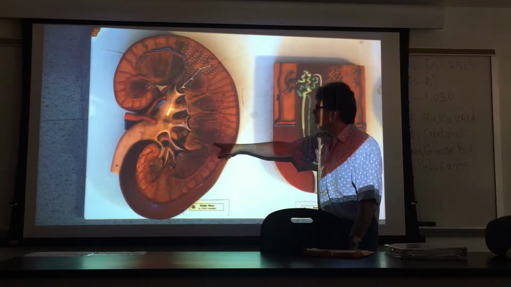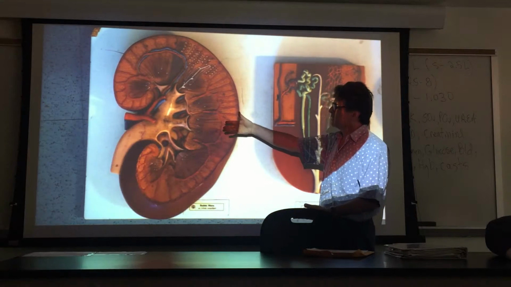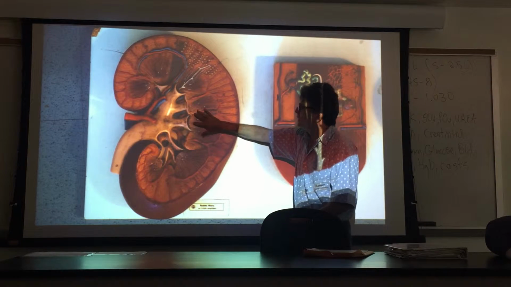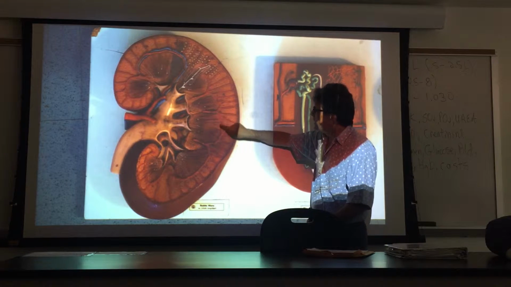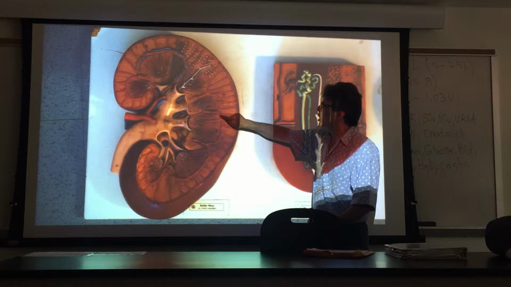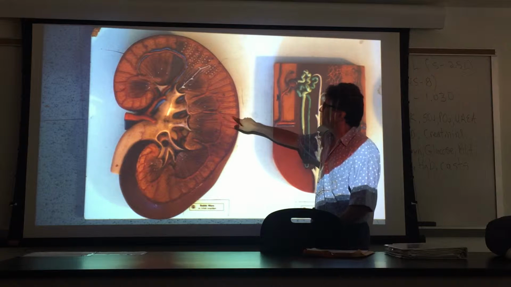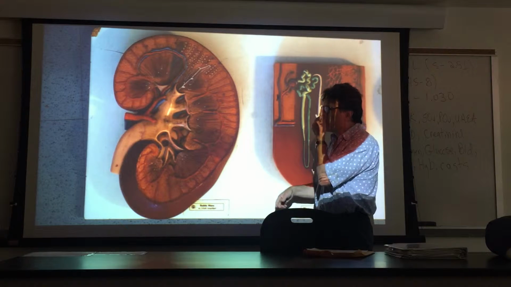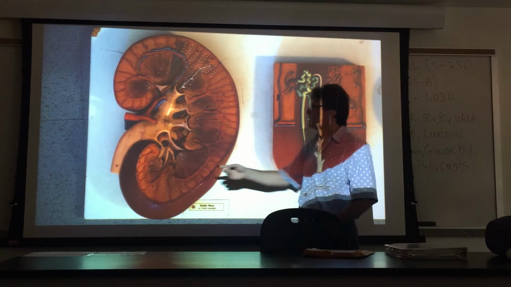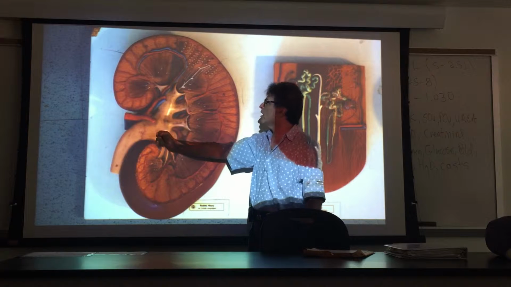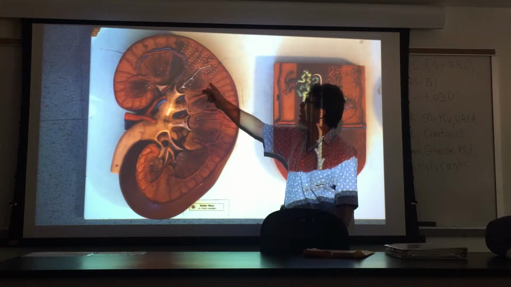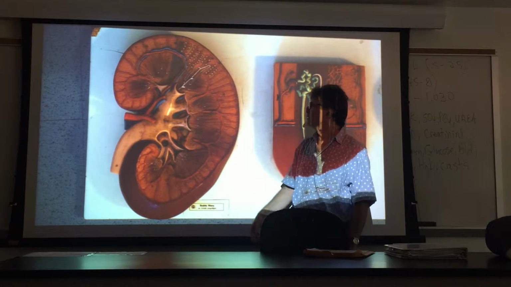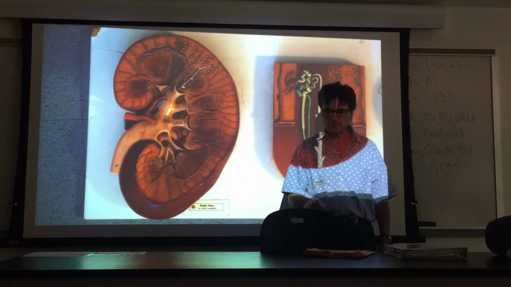Then it arcs over the pyramid. They look like triangles here, but in 3 dimensions, they're like pyramids. They're a cone. They point down to the bottom. So it arcs over the pyramids as an arcuate artery. And then it sends tributaries up through the cortex, known as cortical radiant arteries. Renal artery, segmental artery, interlobar, arcuate, and then cortical radiant into the cortex.